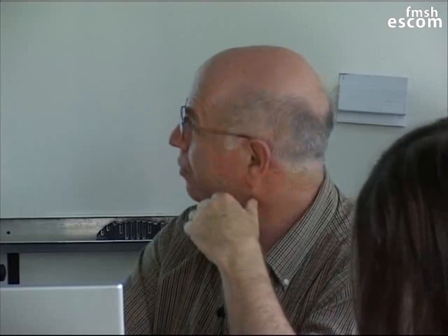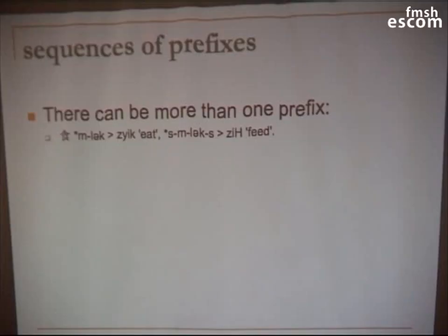All right. There can be sequences of prefixes. For instance, there's a root luk meaning to eat. This root can occur with the M prefix, the volitional prefix, in which case it gives the verb meaning to eat. But then this mluk can have an S prefix and an S suffix, and one of the functions of the S prefix is to produce something like a causative, not exactly a causative, but something like it, and this is what you see here. So here we have two prefixes.